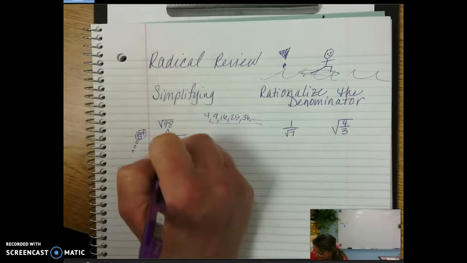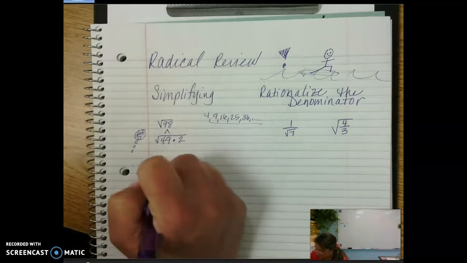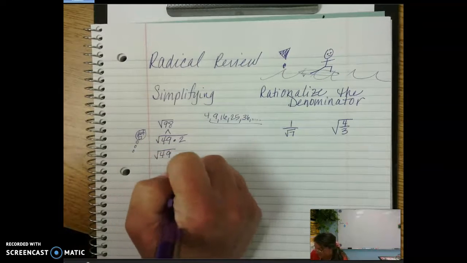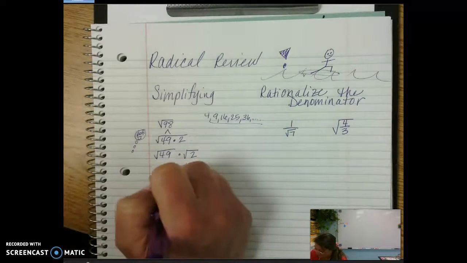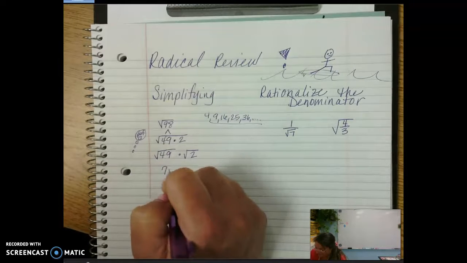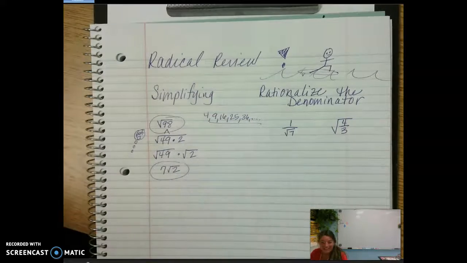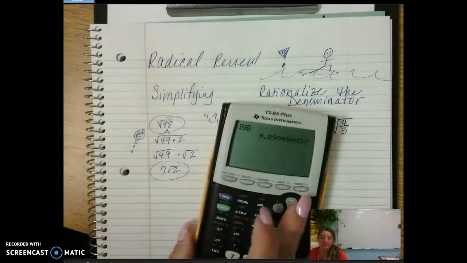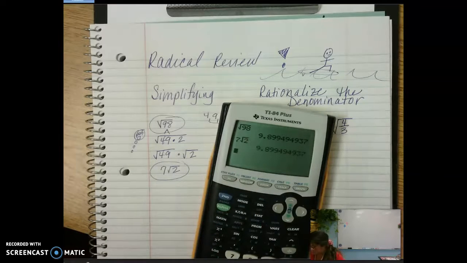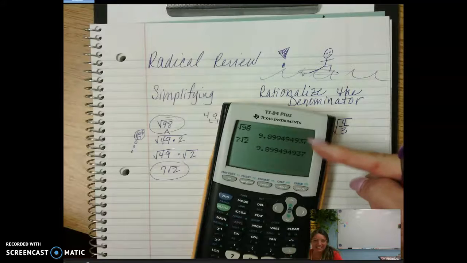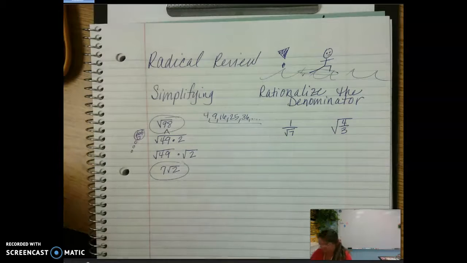And so 98 is the same thing as 49 times 2. And then I can pull this apart. And so it's the square root of 49 times the square root of 2. And you know that the square root of 49 is 7. So this becomes 7 root 2. So the square root of 98, the exact answer, is 7 root 2. Now, if I type that into my calculator and I just type in 7 root 2, look, I get the same estimated decimal answer, okay? So that's one way that you can check to make sure that you are correct.